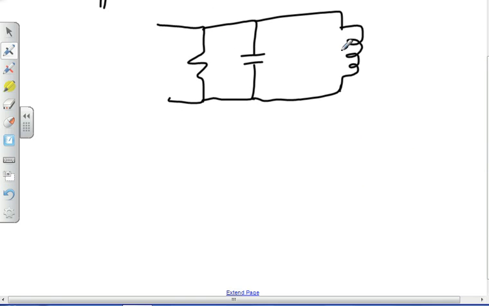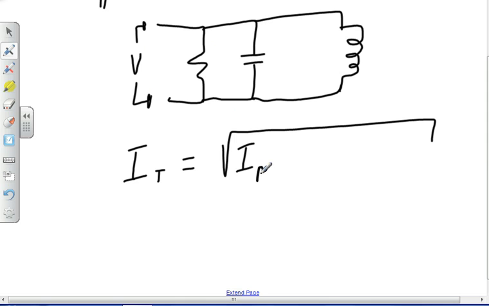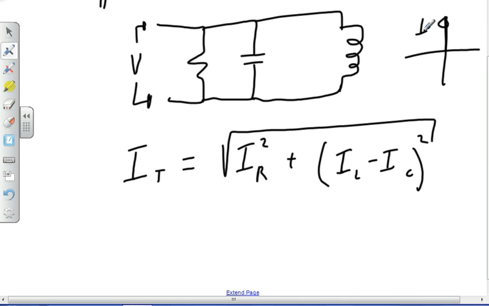All right, so now it's not an issue of what the voltage is, because the voltage is constant. It's a parallel circuit, right? Now it's a matter of what is the total current. So the total current is going to be the square root of the current through the resistor squared, plus the current through the inductor minus the current through the capacitor, squared. So the same thing is happening in this circuit. I've got current through the inductor, I have current through the capacitor, and I have some real component. The two imaginary components are going to cancel each other out to whatever extent they do, and then the total current is going to be that formula.